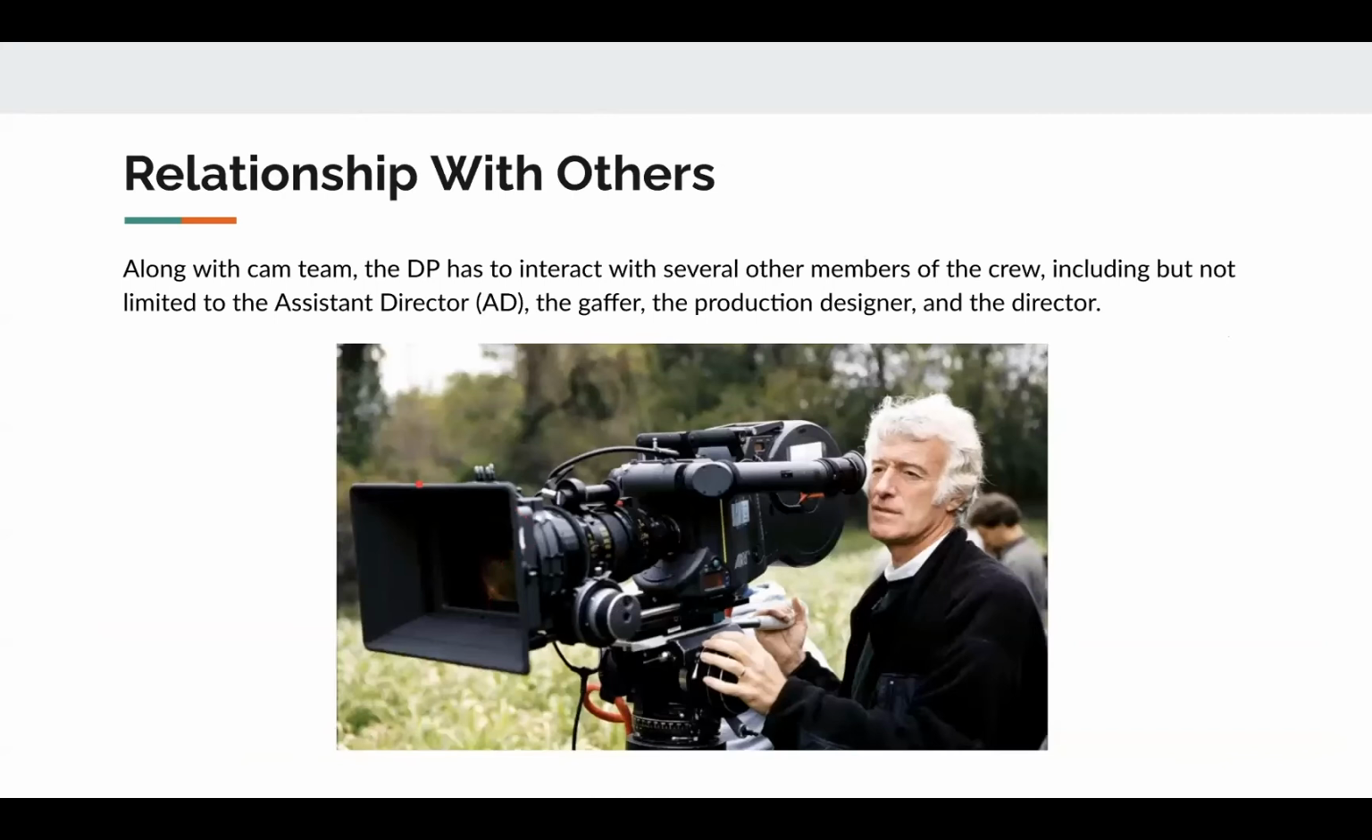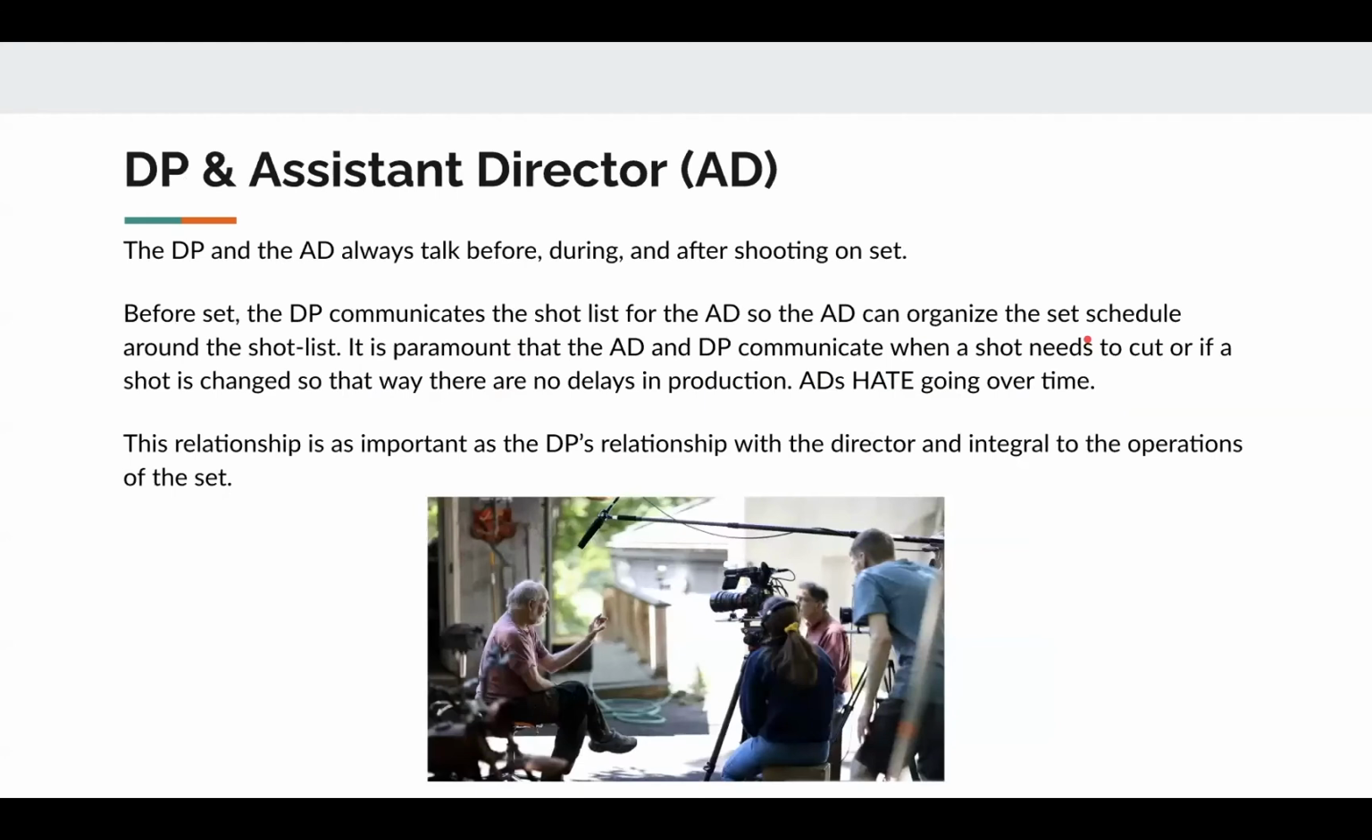So the DP has an extensive relationship with others on the set, as I've glossed over before. They talk with the AD, the gaffer, production designer, and the director. The DP and the assistant director always talk before, during, and after shooting a scene. Before set, the DP communicates a shot list to the AD so that the AD can organize the set schedule around the shot list. And it is paramount that the AD and DP communicate when a shot needs to be cut or if a shot is changed, so that there are no delays in production, so they don't go over time or cost the studio money in a big-time production.